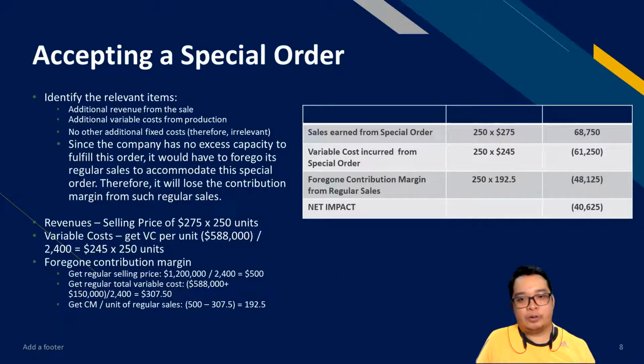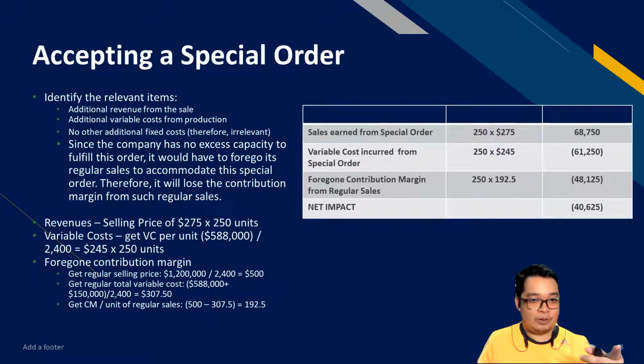Let's see. No? Okay. So if you look at this, additional revenue from the sale, that is a relevant item. Additional variable cost from production, that is a relevant item. And then dagdag yung fourth bullet. Since the company has no excess capacity to fulfill this order, it would have to forego its regular sales to accommodate this special order. And if you lose the regular sales, what happens? You will lose revenues, but you will also save variable costs. So in effect, what will you lose? In effect, you will lose or forego the contribution margin from regular sales.